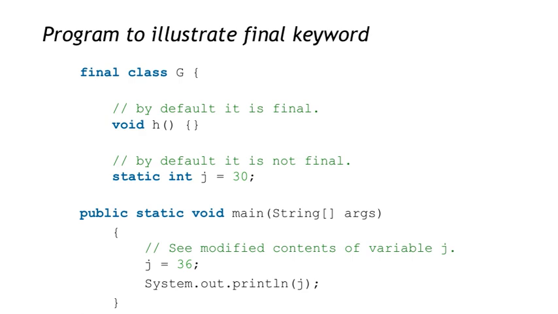In the main method, we change the value of J to 36 and then print it out. This part illustrates that static variables can be modified within the class. Overall, this slide emphasizes the use of the final keyword with classes and the default behavior of methods and variables.